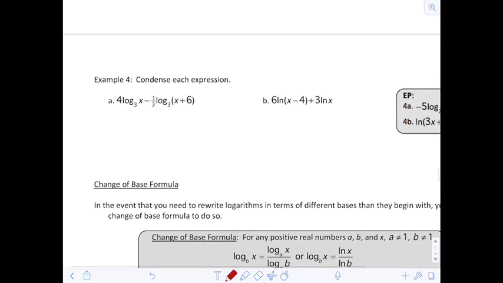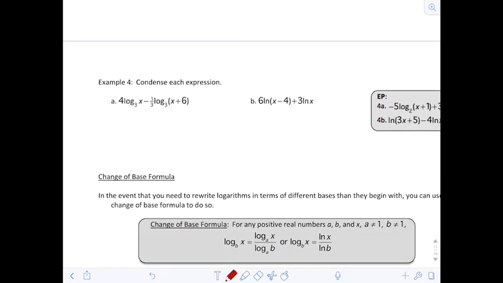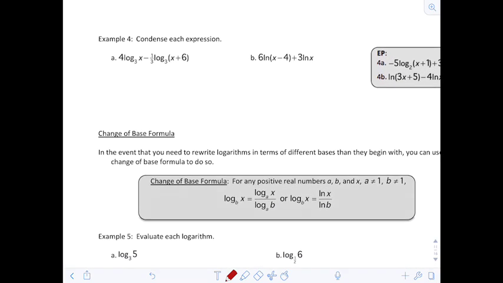Okay, example 4. We're going to do the reverse and condense these. We're going to put these back together using those properties. So we have 4 times the log base 3 of x minus 1/3 times the log base 3 of x plus 6. The first thing I'm going to do is put those factors back in place as exponents. So I have the log base 3 of x to the 4th minus the log base 3 of x plus 6 to the 1/3 power.